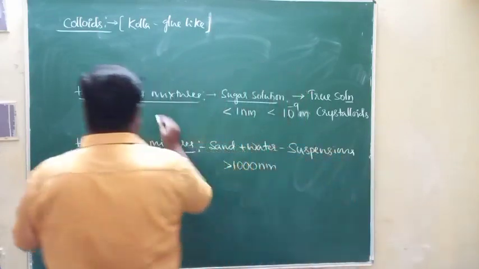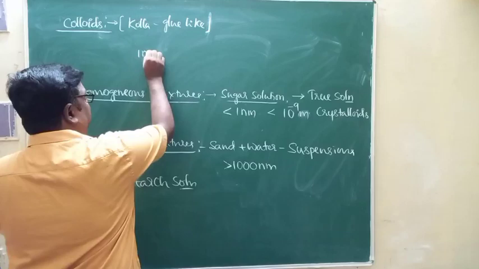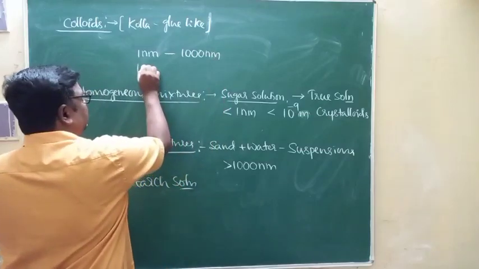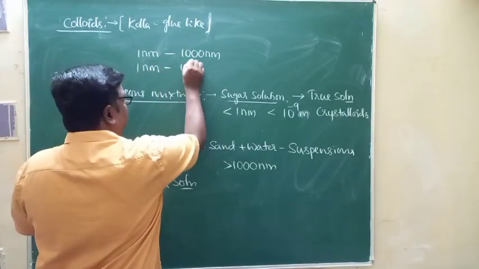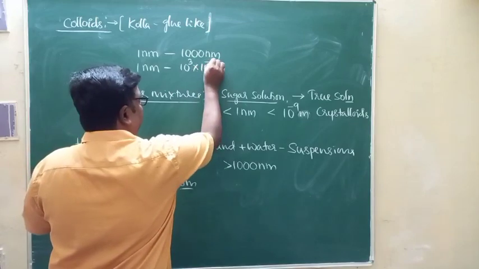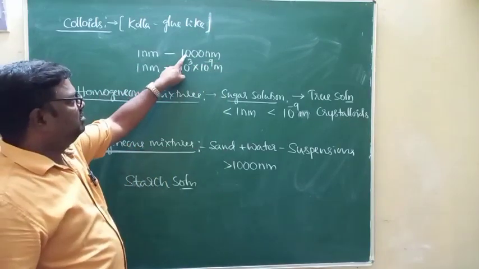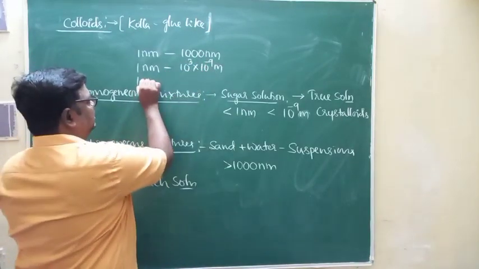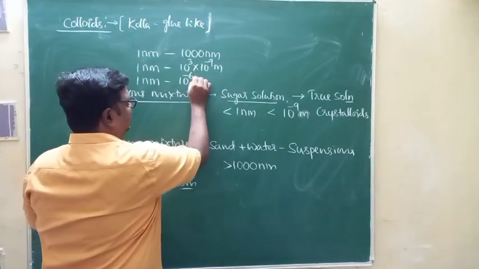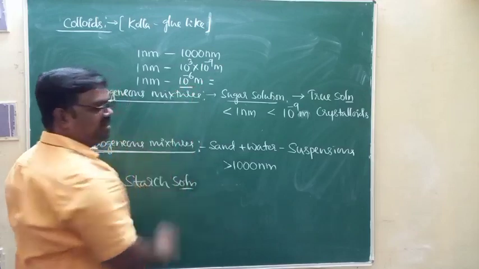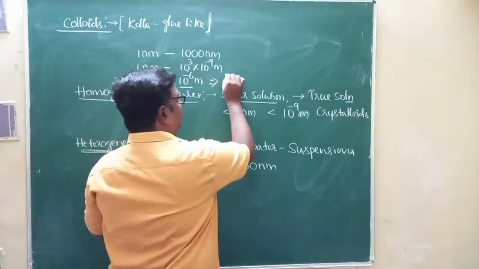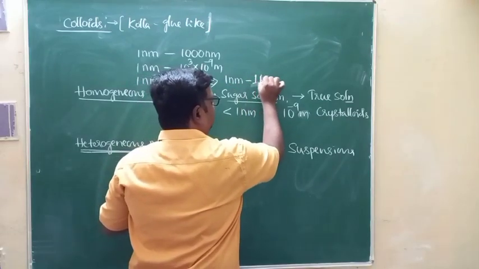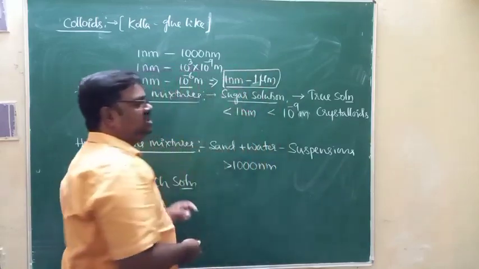And of course, the size of the particles is 1 nanometer to 1000 nanometer, is it not? Just observe, it can be rewritten as 1 nanometer to 10 to the power of 3 into 10 to the power of minus 9 meters. 1000 can be written as 10 to the power of 3, and nano can be written as 10 to the power of minus 9 meters. So this is 1 nanometer to 10 to the power of minus 6 meters. And 10 to the power of minus 6 meter can be replaced by 1 micrometer. That is, the size of the particles will be between 1 nanometer and 1 micrometer. So this is the size of the colloidal particles.